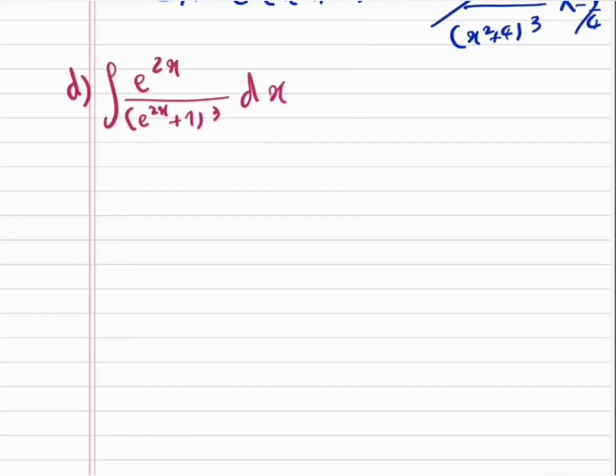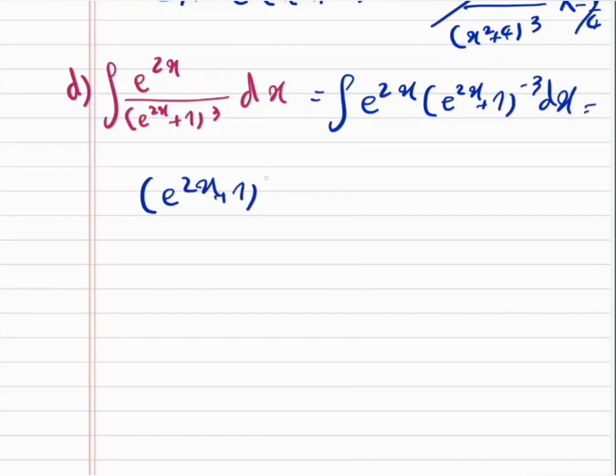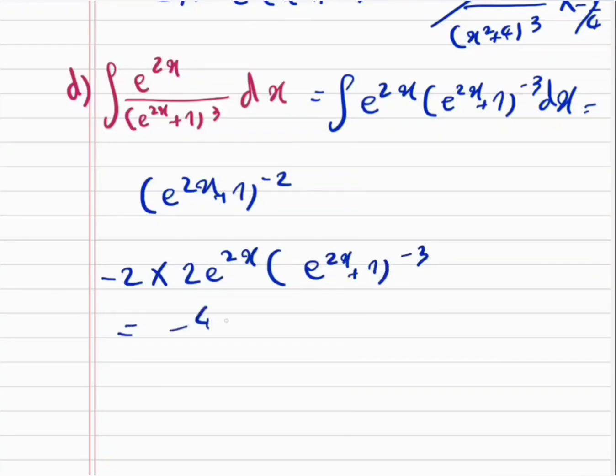It's the same approach in part B, because again, the natural log is not going to work. The order of the power gives us a hint that the natural log won't work here, because the order of the power is 3, and when you differentiate you'd also have a power of 2, but here it's different. So again, we rewrite this as e to the 2x times e to the 2x plus 1 to the power of minus 3 dx. Now the guess is e to the 2x plus 1, and we always add 1 to the power, so to the power of minus 2. Now let's differentiate this. We'll have minus 2 times 2e to the power of 2x and then e to the 2x plus 1 to the power of minus 3, which is minus 4e to the 2x over e to the 2x plus 1 cubed.